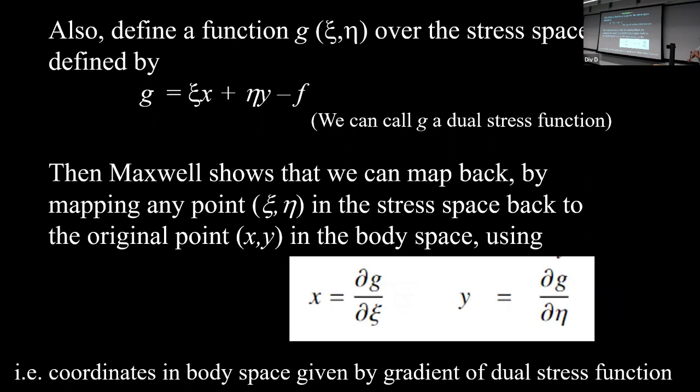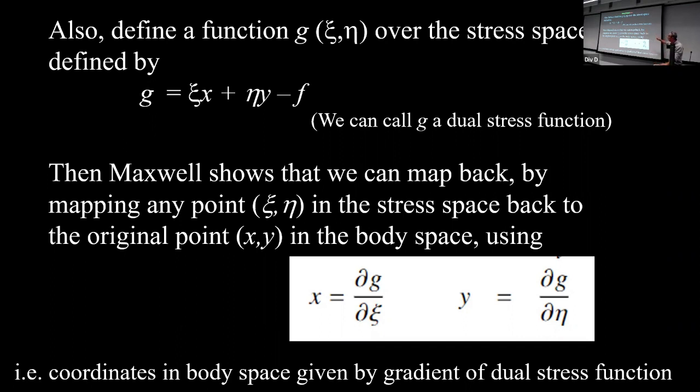There is another function we can define, G, over the stress space. So F is over my body space, G is over this space, and we can define G by this formula here, which you can spot as the Legendre formula. Stick the F over on that side, you've got the Legendre formula. And we're going to call G the dual stress function.